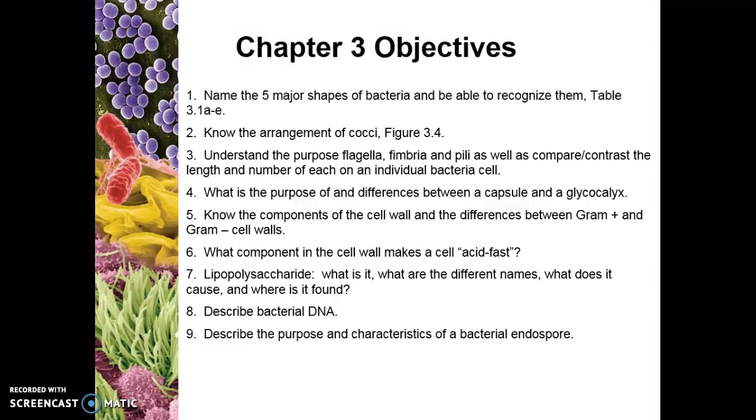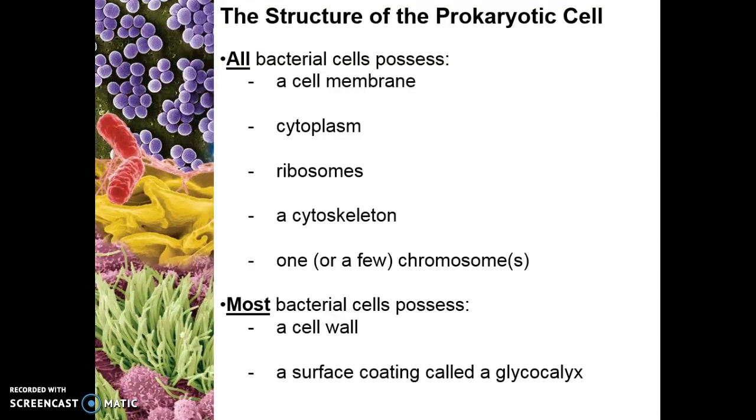Then at the very end, we'll describe bacterial DNA, and then describe the purpose and the characteristic of a bacterial endospore. And real briefly, we'll get into sections 5 and 6, which we won't really test a whole lot on. It's still good information to look over. There's a few slides from each of those sections, but it's not a point within your chapter objectives.